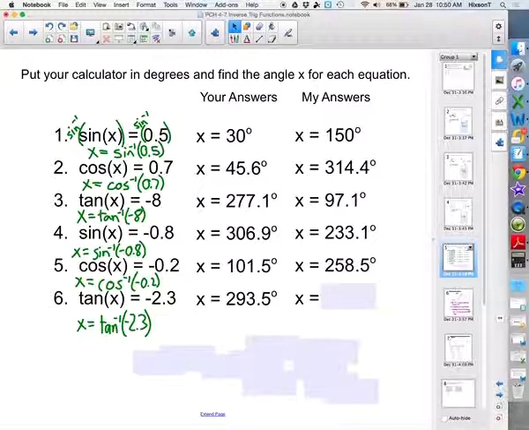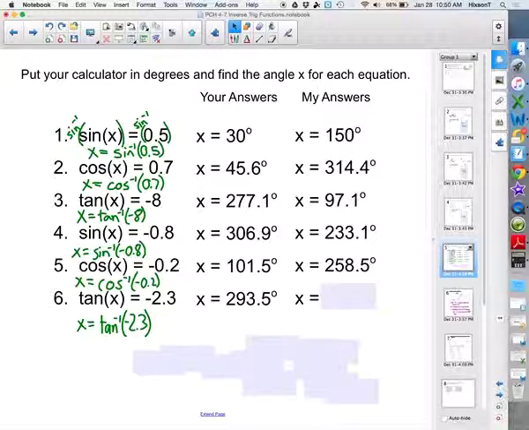Coterminal? Hang on, Caitlin. Because if you had x is 30 degrees, the sine of 30 degrees is the same as the sine of 150. Okay, the sine of 30 is the same as the sine of 150. Why is that the case? The reference angles. The reference angles, okay?